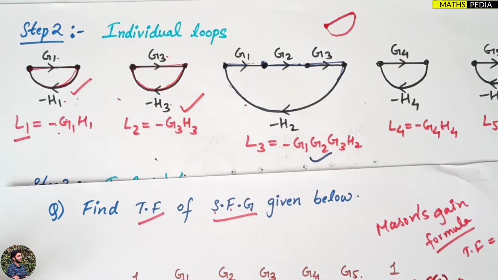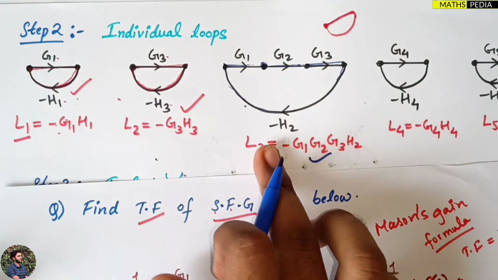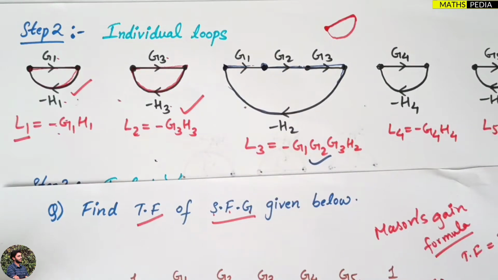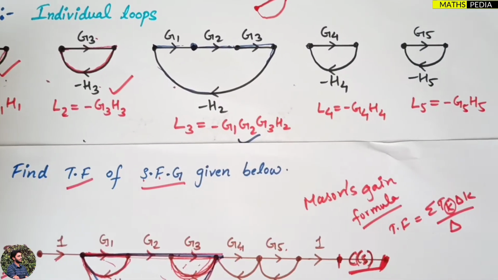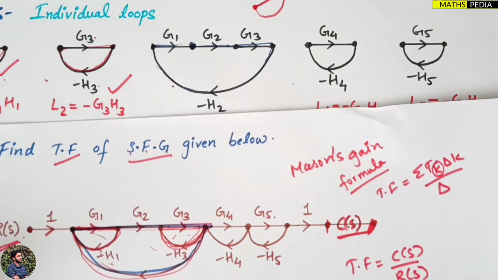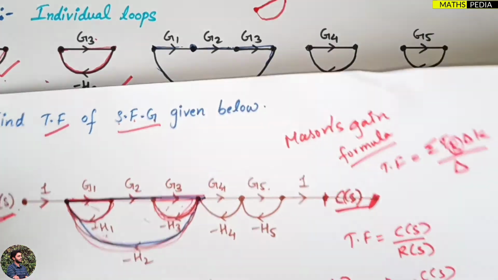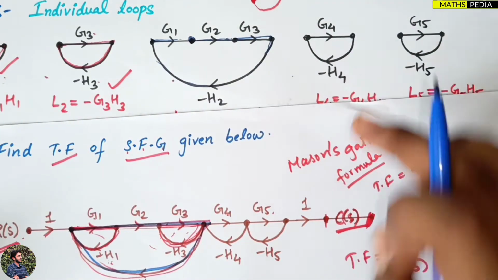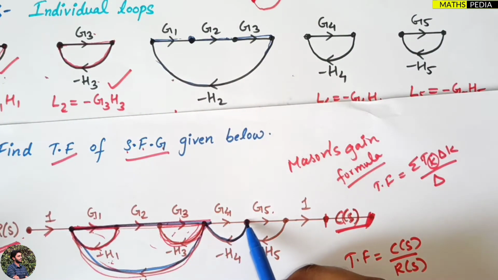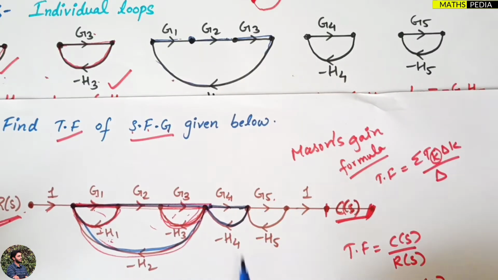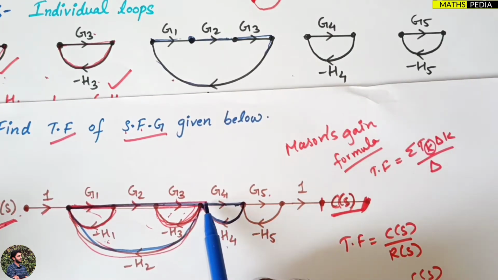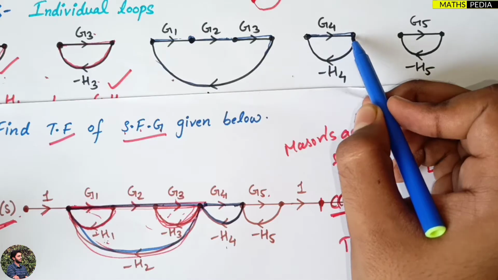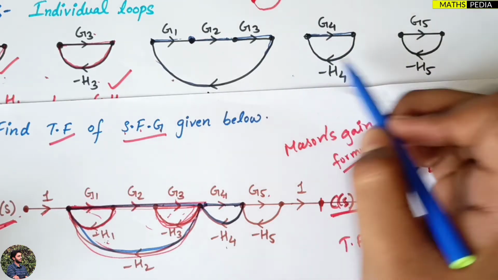It doesn't matter, one more thing, it doesn't matter if you consider this as L1, L2, L3, anything you can consider. Naming doesn't matter. Let us go to the fourth loop. How many possibilities? In this signal flow graph, we are getting 5 loops, 5 individual loops. So here, let us go to the fourth one, that is G4 and H4. You can see this is one small loop, correct? G4 and H4. Starting from this node, going to this node, traveling back to this node. That is the thing with the loop.